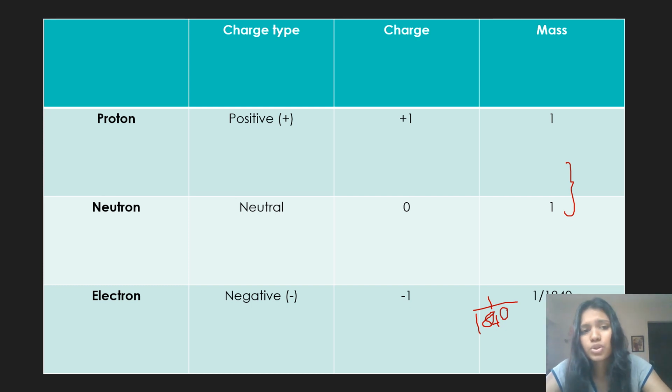So the charge of a proton is +1, and the charge of an electron is -1. The neutron is neutrally charged, it's got a charge of 0, but protons and neutrons have the same mass, and electrons have a negligible mass or 1 by 1840. I think you can write either, but check with your teacher. It's very important to remember the charges and the masses. Remember, protons and neutrons, same mass. Protons and neutrons are in the nucleus. That's what you need to remember.